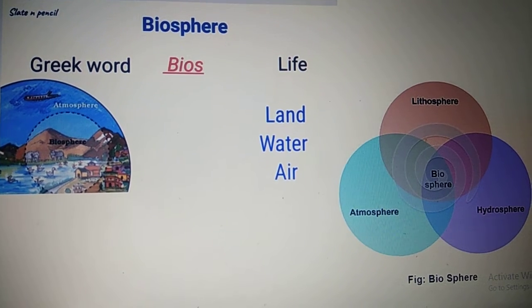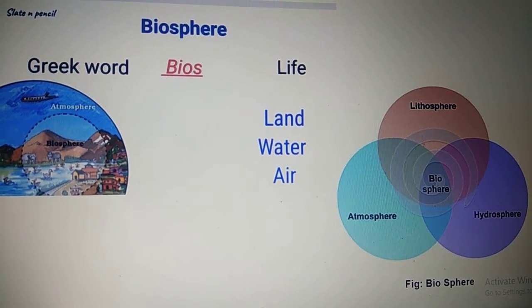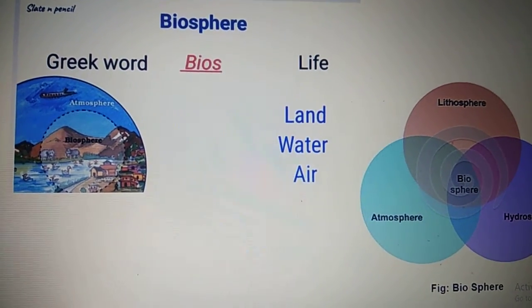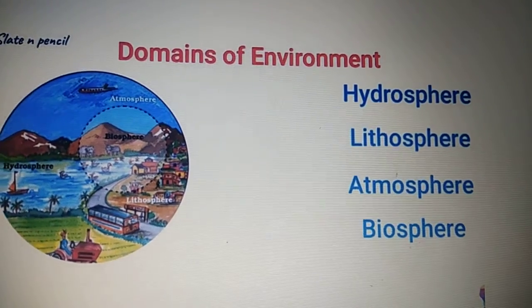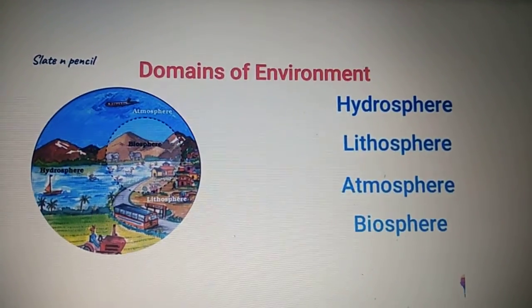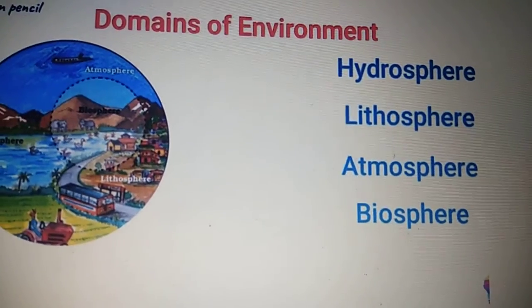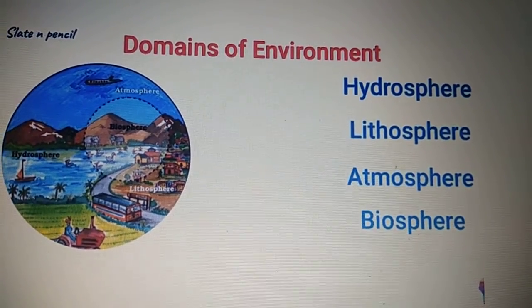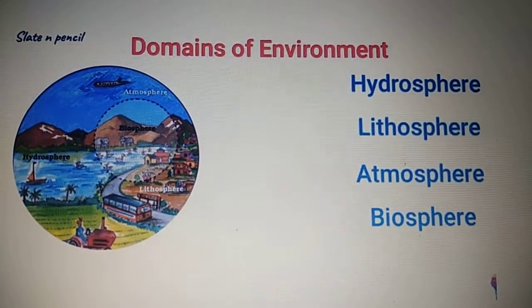So what are the components of natural environment? They are lithosphere, hydrosphere, atmosphere and biosphere. They are also called the domains of environment. Okay, not only the components, also called domains. They are hydrosphere, lithosphere, atmosphere and biosphere. Without all this, life is not possible.